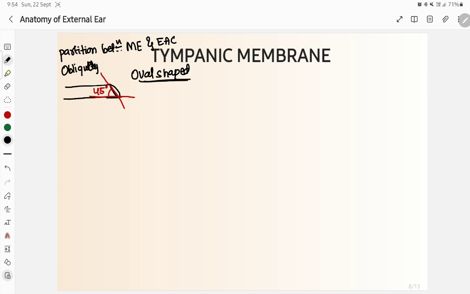Now let's discuss the dimensions of our tympanic membrane. Let's draw a quick diagram to understand the dimensions. This is our tympanic membrane. It is 10 mm long, 9 mm wide and 0.1 mm thick.